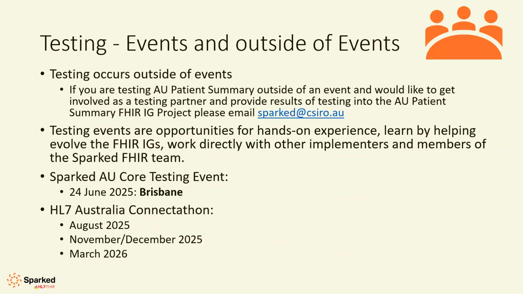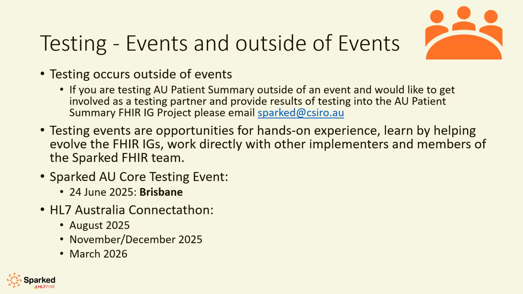So just quickly, there's inside and outside of events. The events that are coming up that I talked about there being the Sparked, oh, that says AU Core testing event. Apologies, I stole this slide from the AU Core slide pack. It's a combined testing event, so it's both for Patient Summary Core and e-requesting, is 24th of June. And then there's a number of connectathons coming up. There's one in August. There's one in, it's November or December. I'm not actually sure yet. That'll be up to HL7 and AU to announce.